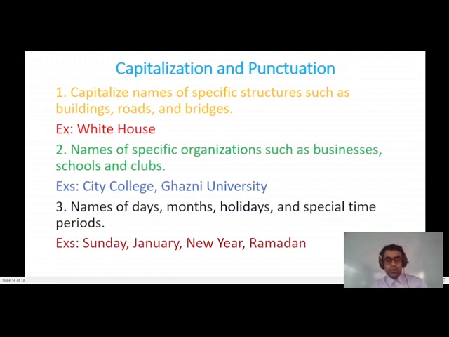For example, Sunday. Sunday is a day. January. This is a month. New Year. This is a holiday, for example, or we can call it a special time period. Or Ramadan. So all the first words in these words should be capitalized.